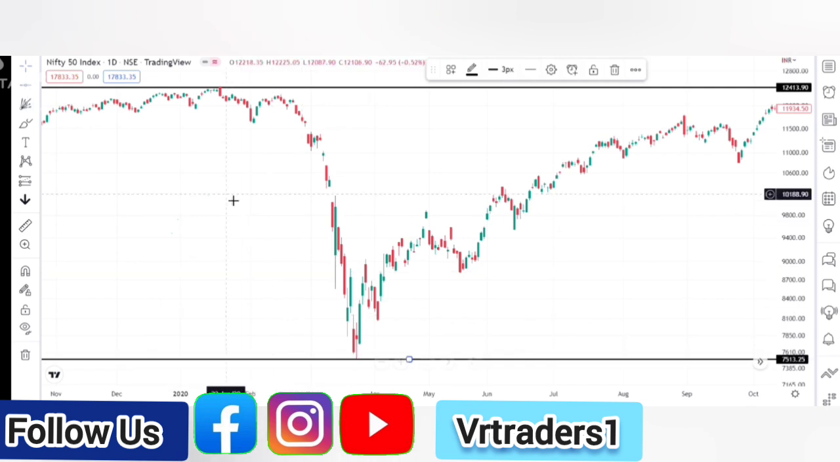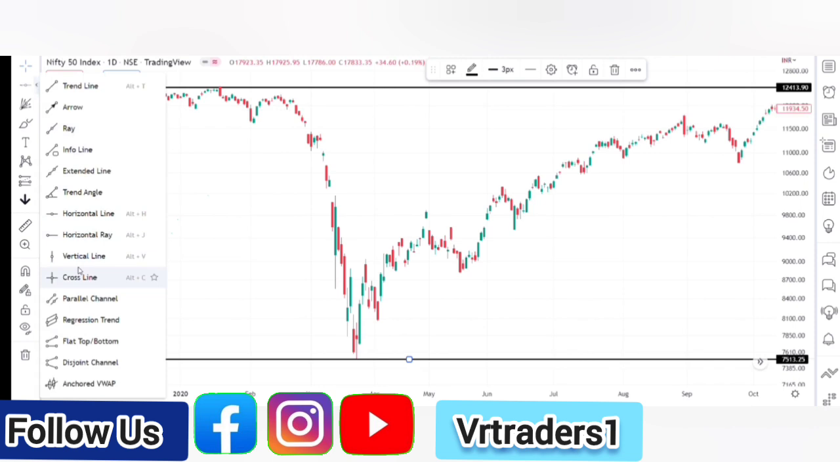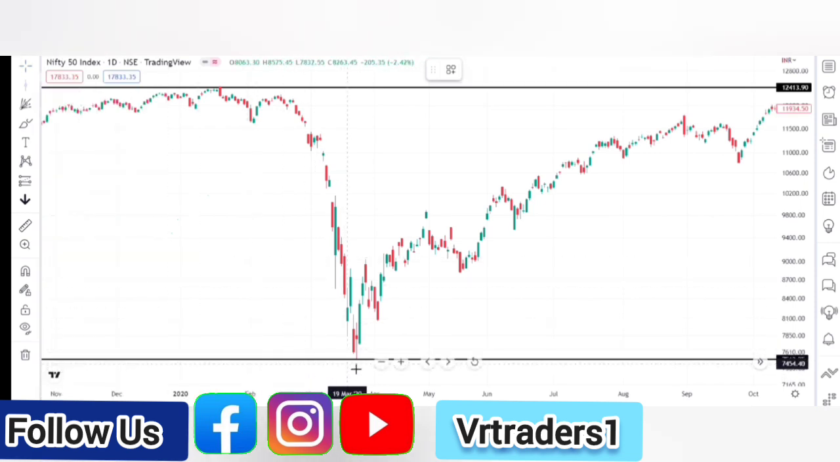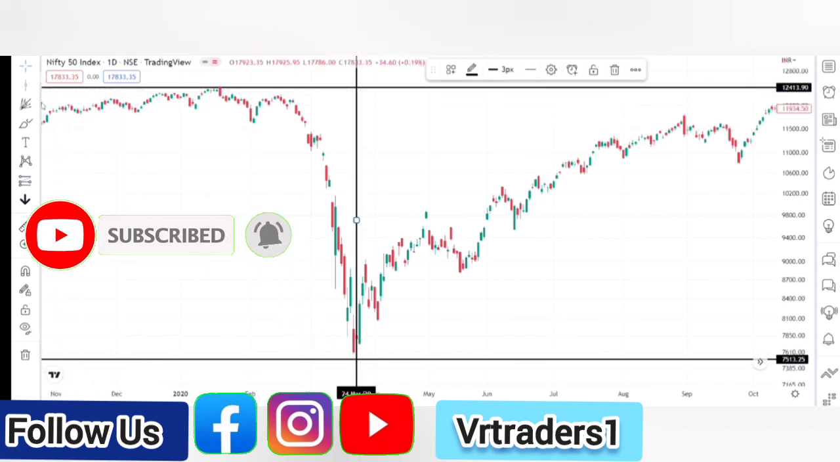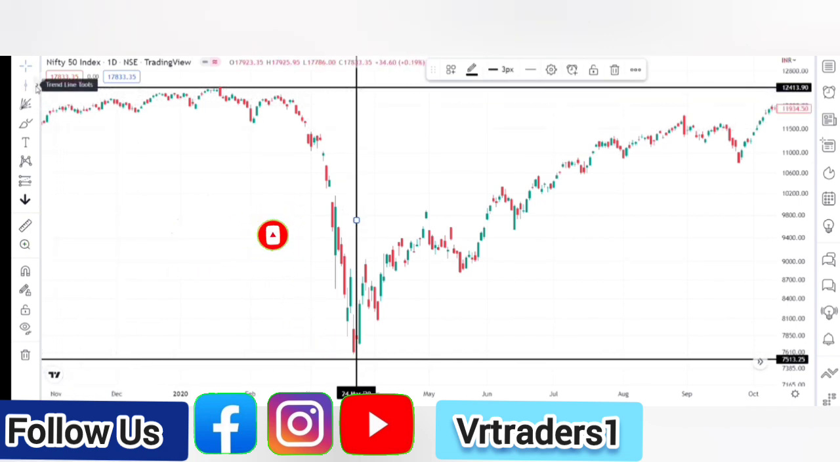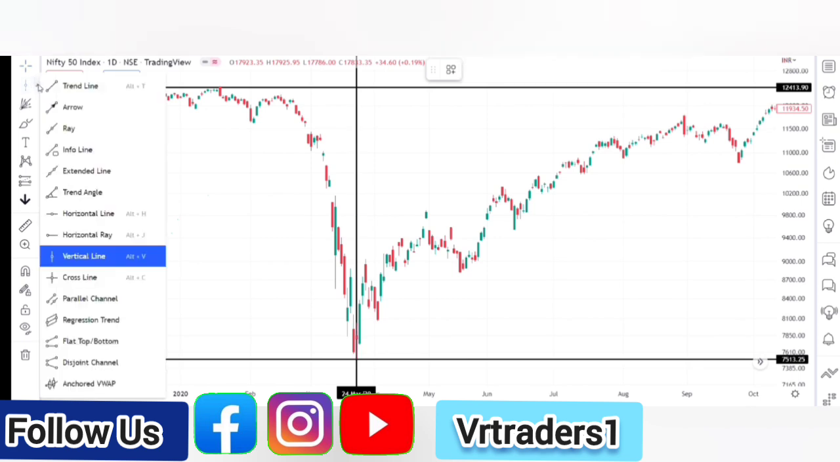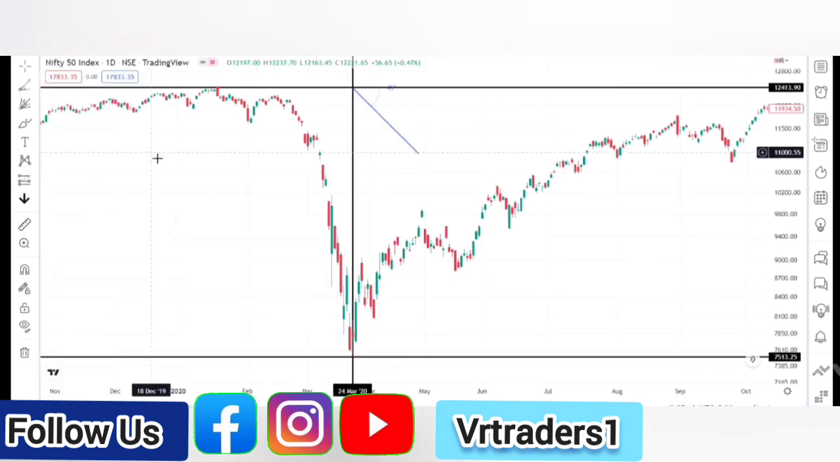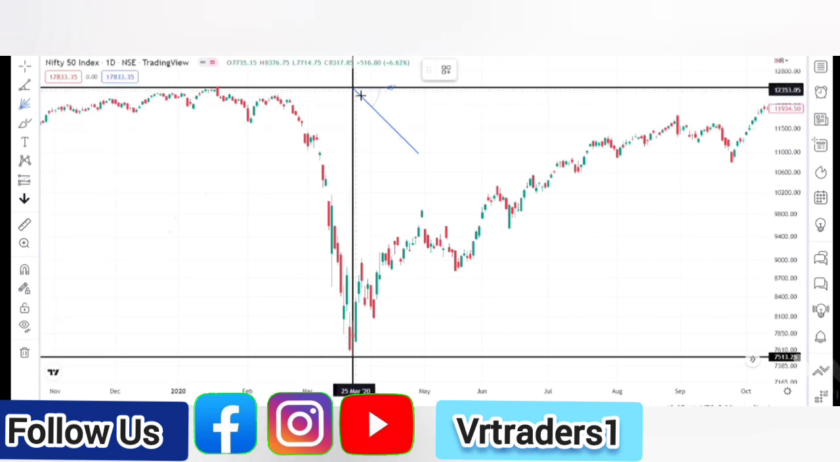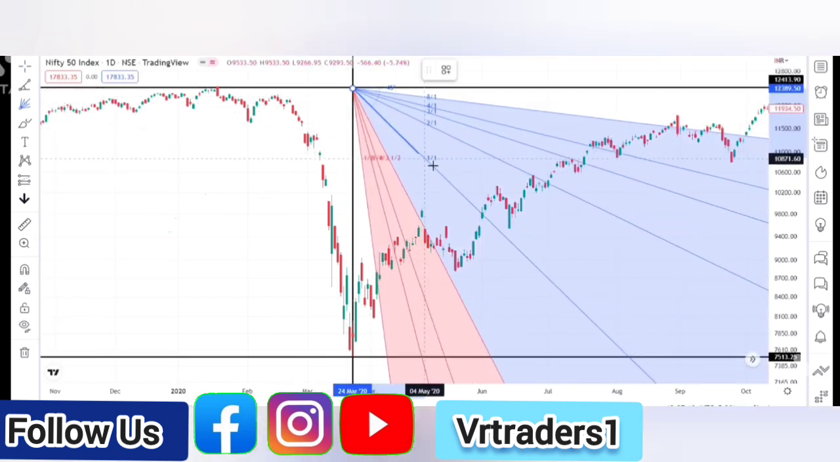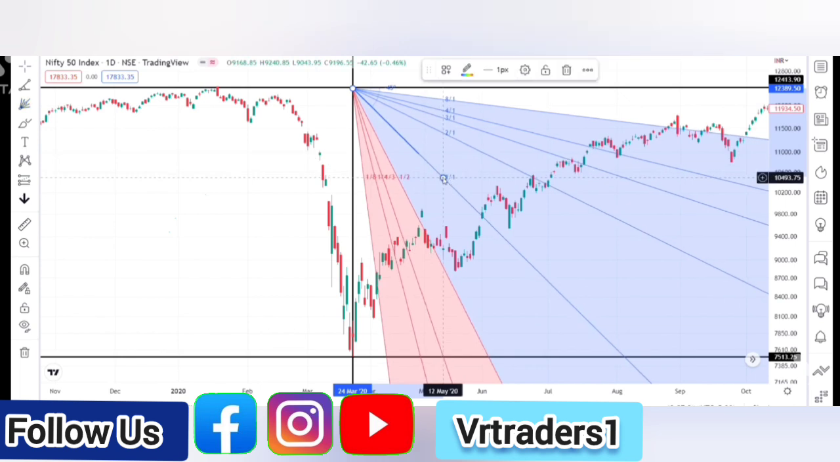Now from the measure swing low, draw one vertical line. Now we have to go to the option of trend line tools and select the option of trend angle. Now at the intersection point, draw a 45-degree trend line. Now go to the Gann and Fibonacci tool option and select the option of Gann fan. Place it at the intersection point and make sure that the 1 into 1 line overlays the 45-degree line. In this way, we can draw the Gann fan.